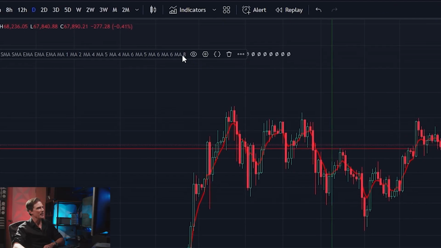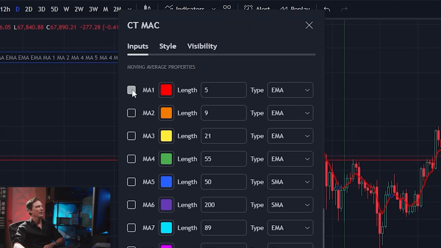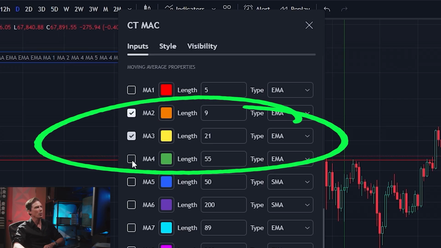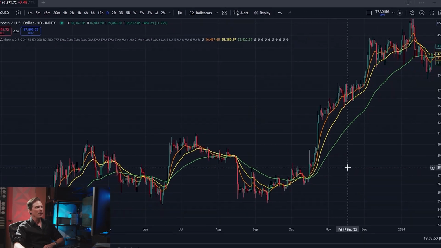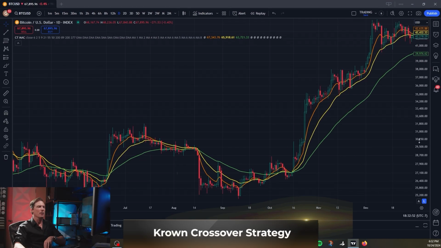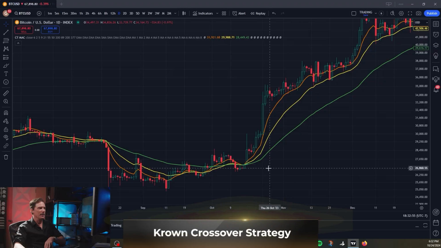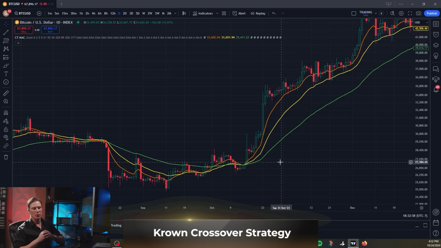Let's go ahead and go under settings. Let's go ahead and turn off the 5. Let's turn on the 9, the 21, and the 55. Now, I learned about this from watching Eric Crown's crypto school, and he calls this the crown crossover.